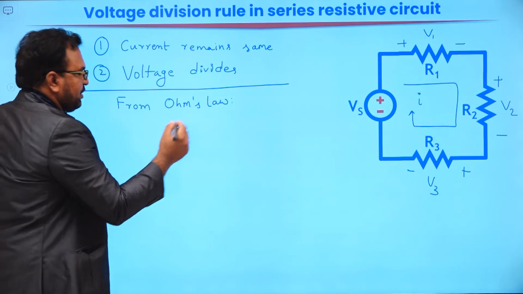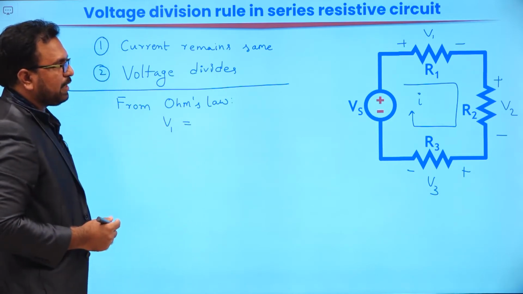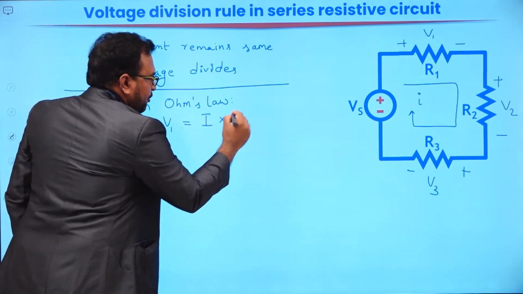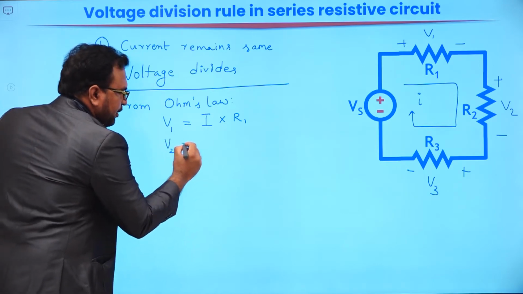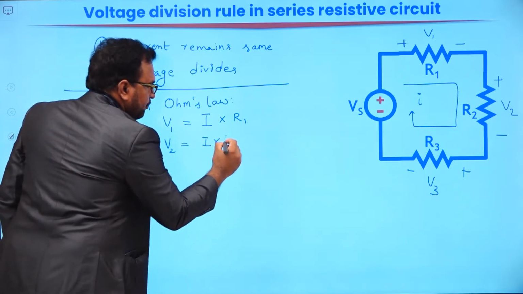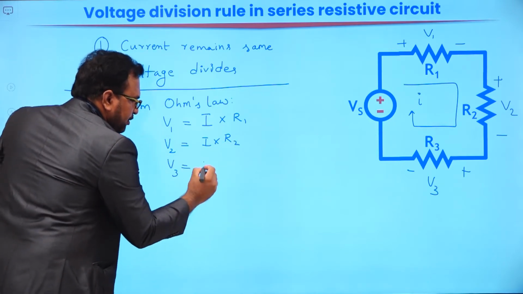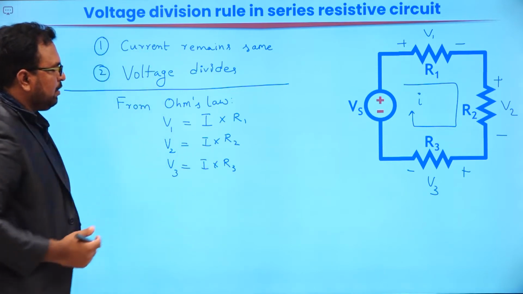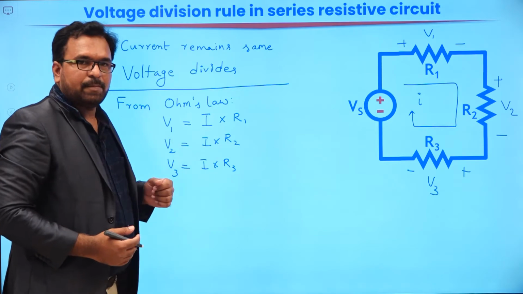the voltage across each resistance. Suppose let's take the resistance R1. The voltage across R1 is V1. That V1 is equal to I into R1. Next, what is the voltage across resistance 2? It is equal to I into R2. Next, what is the voltage across resistance 3? V3 is equal to I into R3. So these are the individual voltages across resistances that we have calculated from Ohm's law.